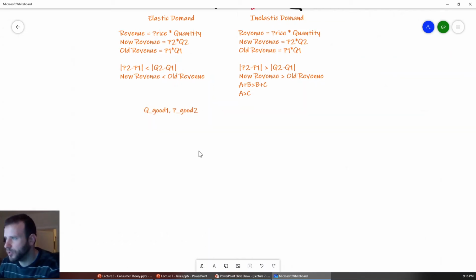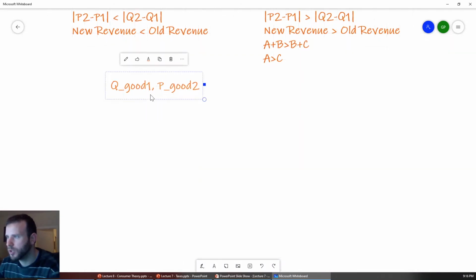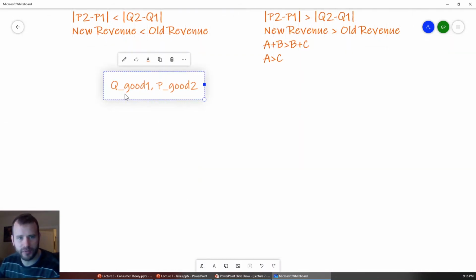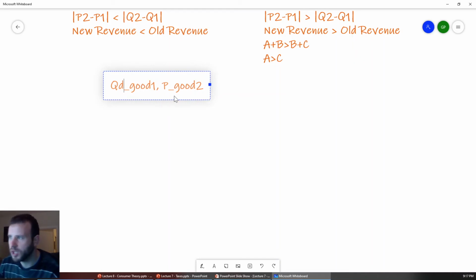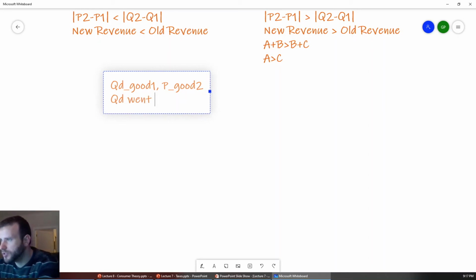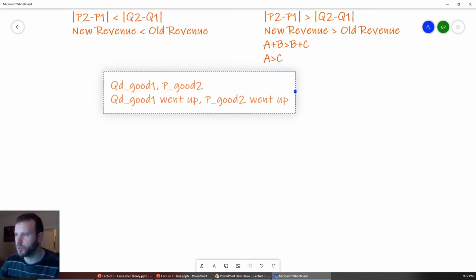Let me zoom in. If I give you the specific quantity demanded of good 1 and the price of good 2, and I say that QD good 1 went up and P good 2 went up, then generally speaking, the price of good 2 going up is triggering the quantity of good 1 to go up.